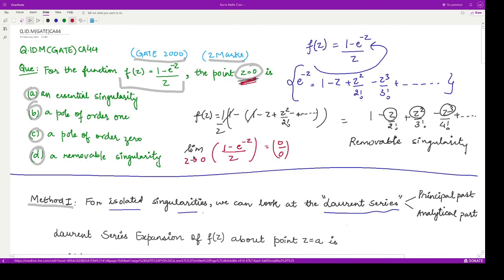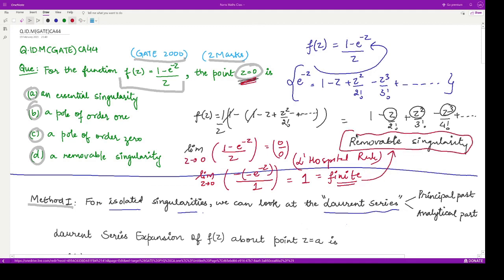So here we have to differentiate in order to calculate this limit, and we are to apply L'Hopital's rule. We differentiate the numerator separately, so we have e^(−z), and if we differentiate the denominator separately, we have 1. Now if you substitute z = 0 here, you have 1 as the answer, which is a finite number. So that means we can clearly say we have a removable singularity at the point z = 0.